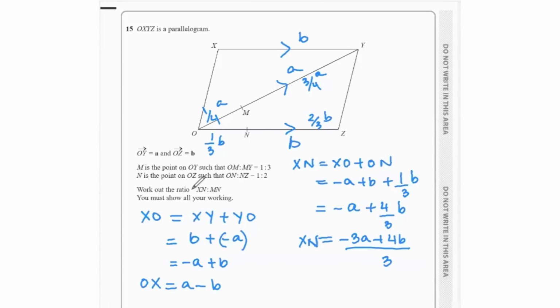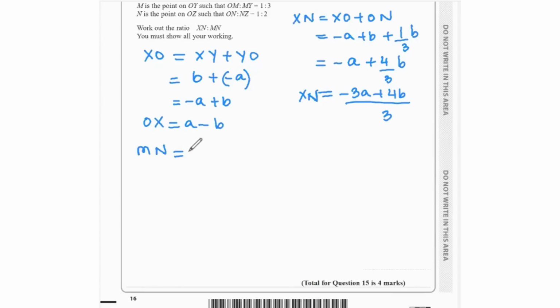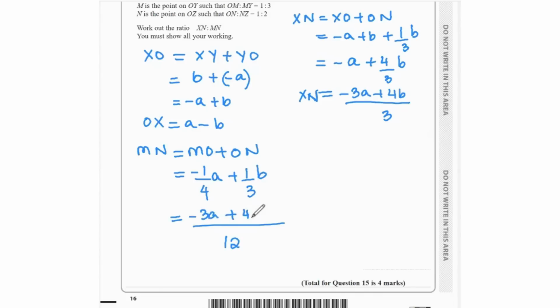Now we have the XN part covered, so we need to figure out what MN would be. So for MN, we have OM, we have ON, so we can find the vector MN very easily. So MN would be ON minus OM or MO plus ON. So vector MN would be MO plus ON. MO is going to be negative 1/4 A and ON was 1/3 of B. So that's (negative 3A plus 4B)/12.